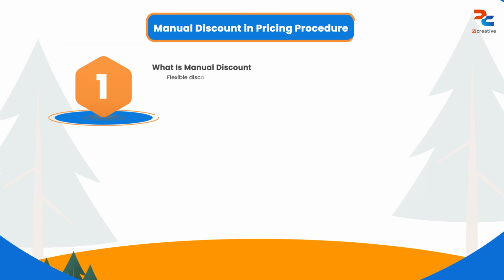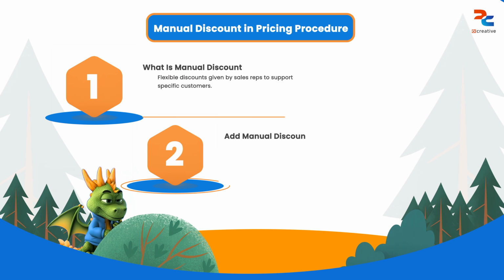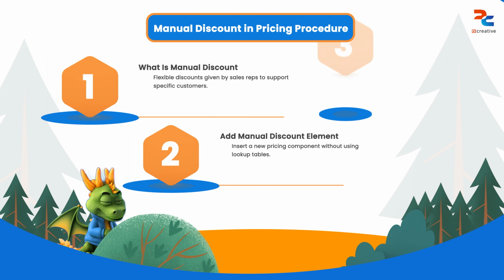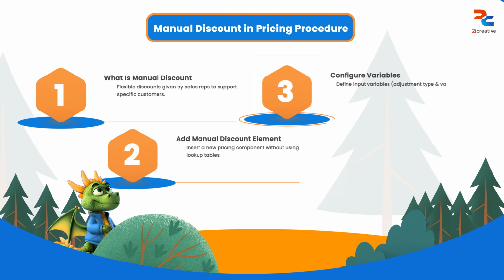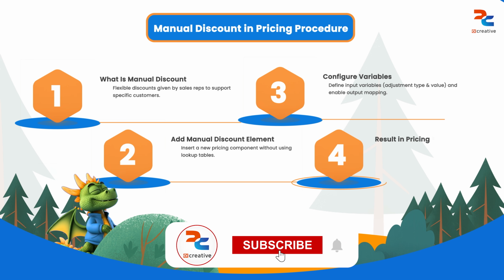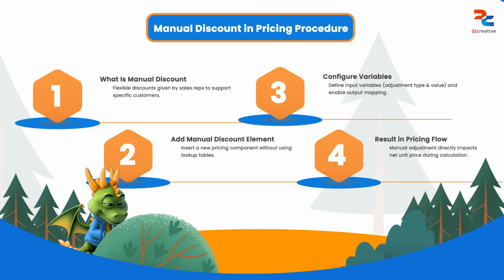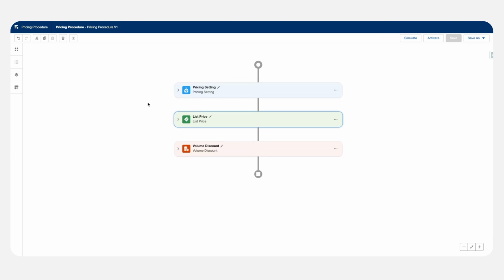So now we are quickly adding another element to the pricing procedure, that is the manual discount. So what is manual discount? There is a flexibility to support individual customers, to provide some additional discount as per the sales representative. Okay. So to do that, what we have to do, we have to add another component here.